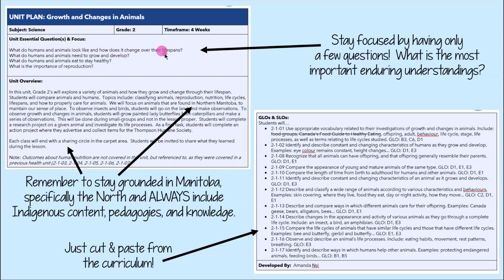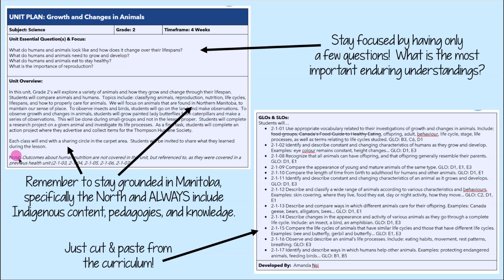So, what do humans and animals look like, and how does it change over their lifespans? What do humans and animals need to grow and develop? What do humans and animals eat to stay healthy? What is the importance of reproduction? And when we go through the SLOs, you'll see that they all kind of fit into these 4 questions in some way.